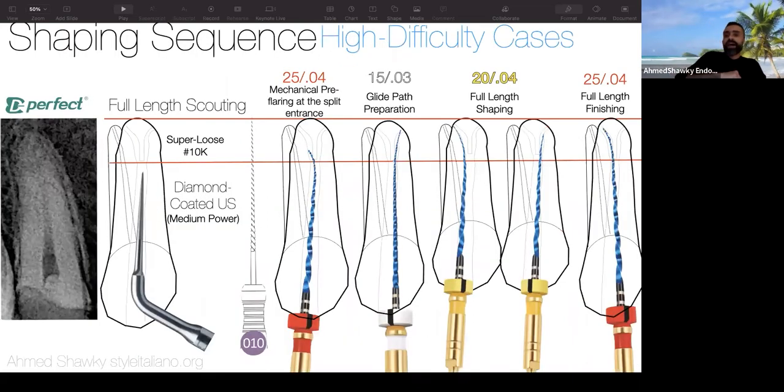So let's see a high difficulty case like a trifurcated maxillary premolar. First, we do the access, we do pre-flaring, but when we have a deep split in the buccal root, like in this case, I cannot pre-flare with a stone. I cannot pre-flare with the file that deep. I need to pre-flare with medium power ultrasonics.